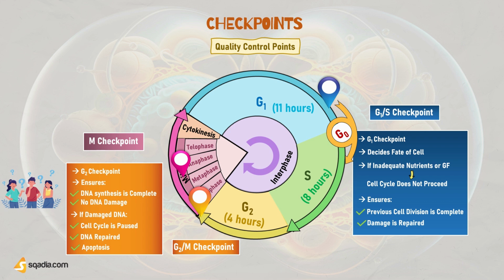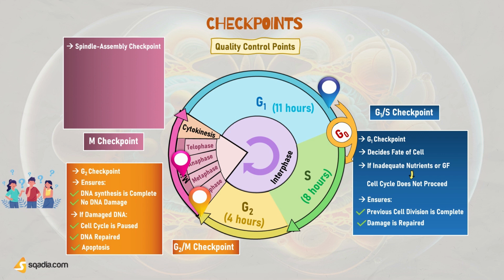Now, the third checkpoint is the M checkpoint. It is also known as the spindle assembly checkpoint. It ensures that the cell has properly aligned its chromosomes before they are pulled apart during anaphase. So, if the chromosomes aren't properly aligned, the cell cycle will pause and try to correct the mistake before proceeding with division.